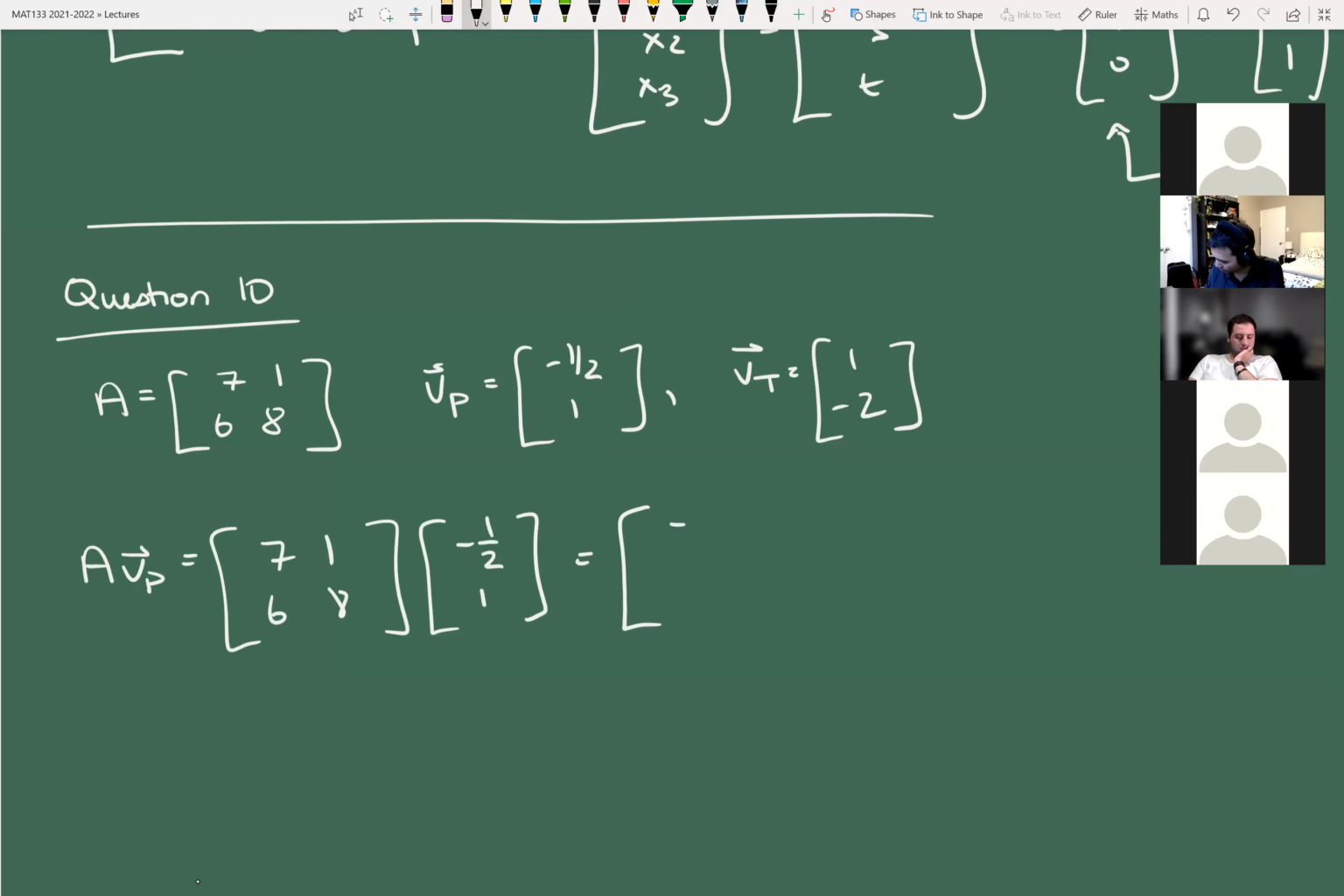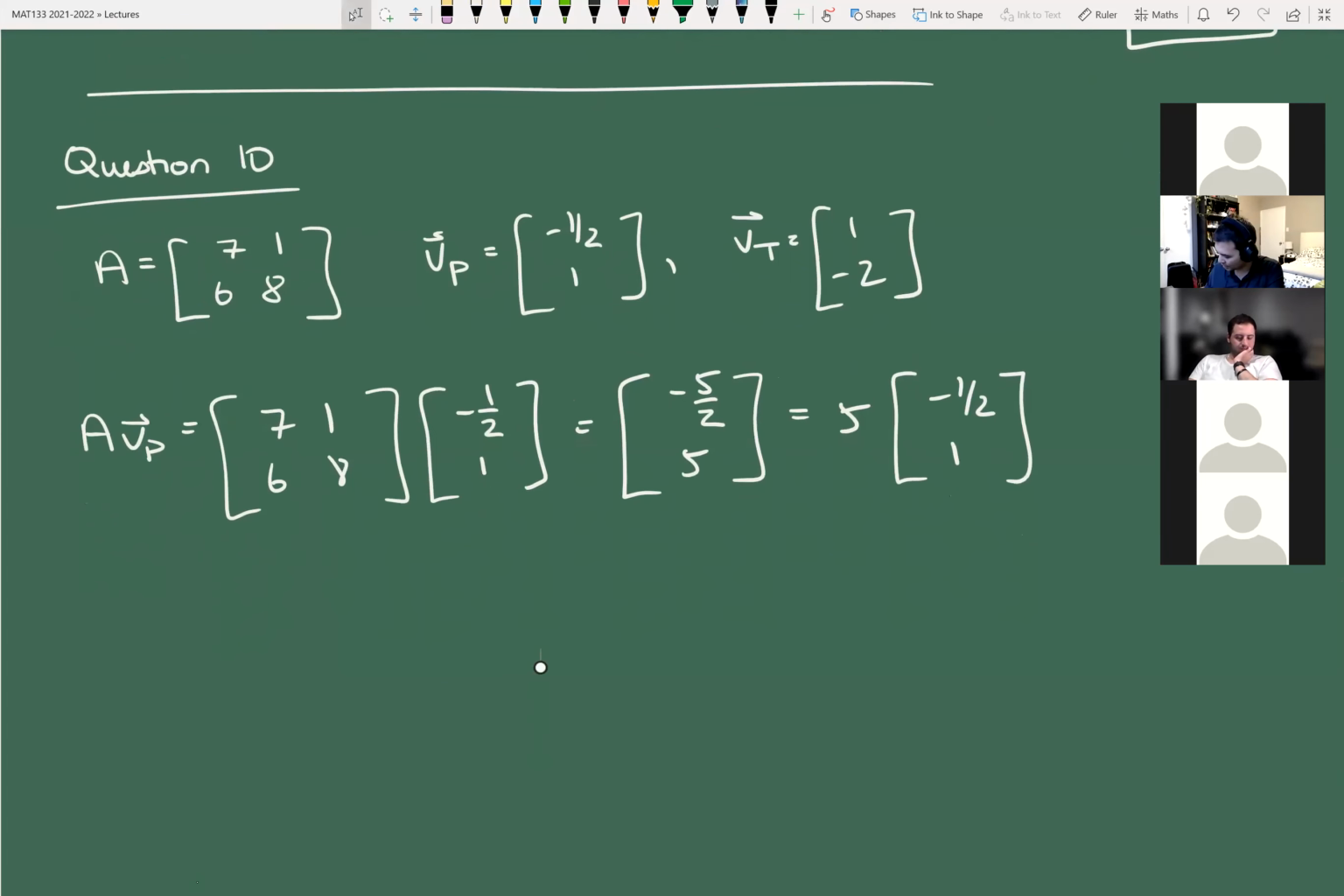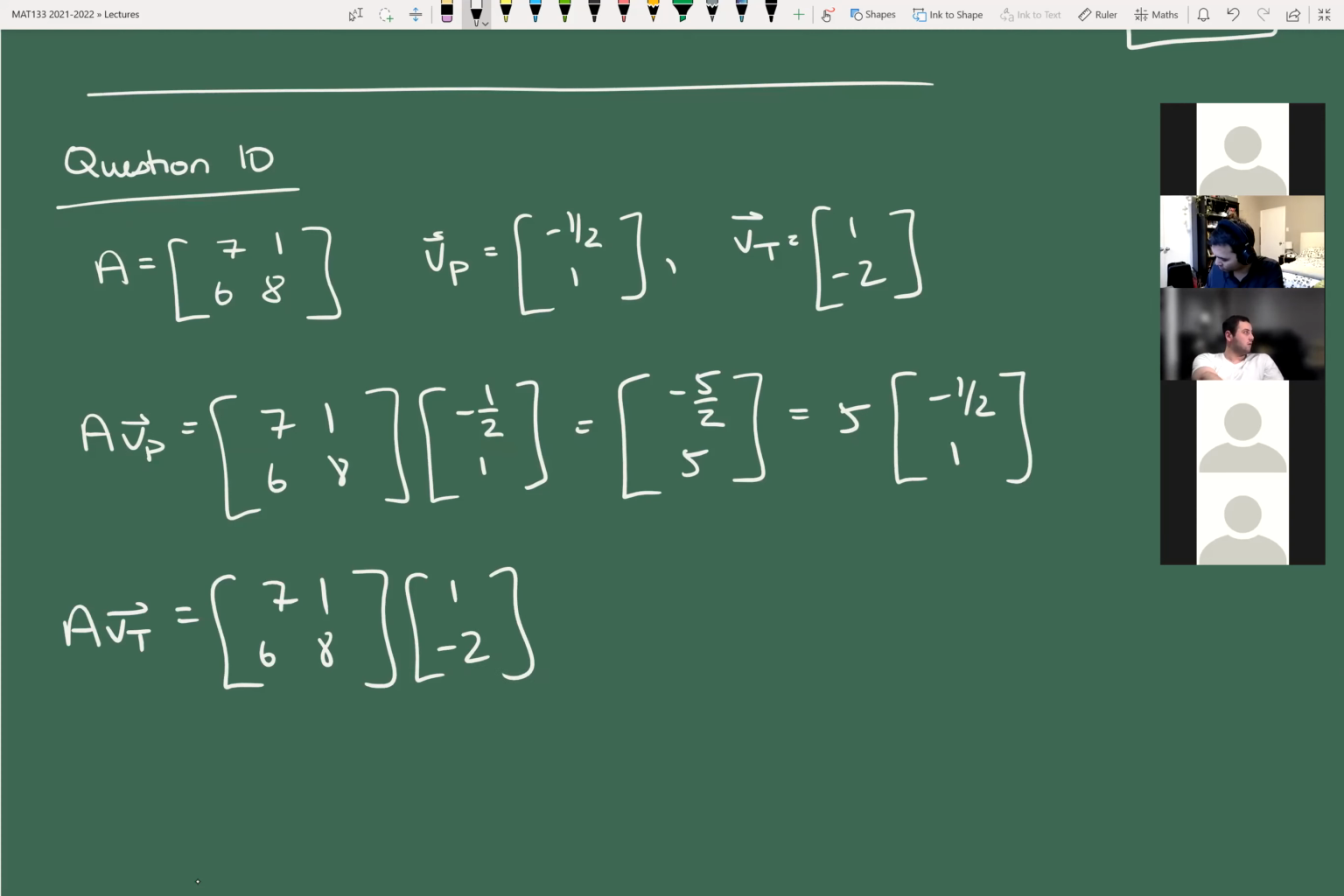So -7 halves plus 1, so that's -5 halves. And then -3 plus 8, so that's 5. And yep, that's 5 times [-1/2, 1], right? So it is an eigenvector. And then if we do A VT, so we get [7 1; 6 8] and then [1, -2]. So we're going to get what, 7 minus 2, so that's 5, 6 minus 16, so -10. And yep, that also works.